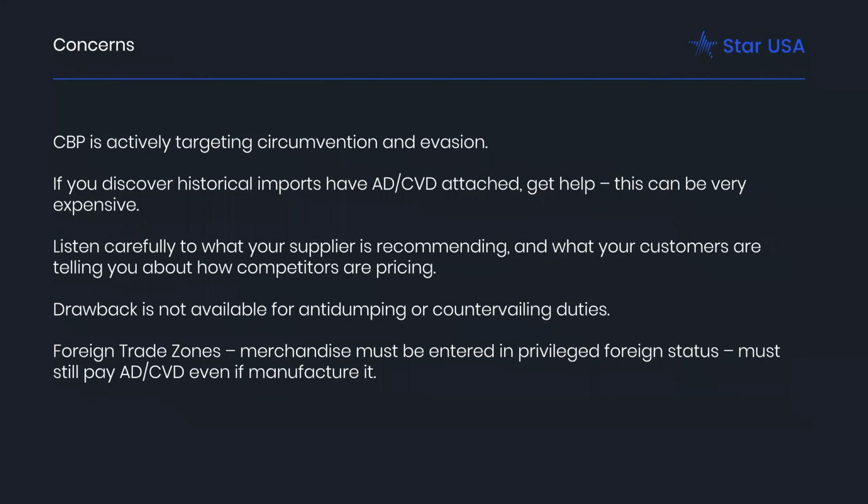The biggest thing that they are targeting when they're looking at circumvention and evasion are things like misclassification or undervaluation. That's directly what they're viewing. This is a priority trade initiative. If they identify a product on an entry, they can go back 5 years on those products. And when they do, that can be extremely expensive. If you get a CF-28 from customs, a CF-28 is a request for information. So if you get one of those from customs that says, hey, we think that anti-dumping applies, get some help.